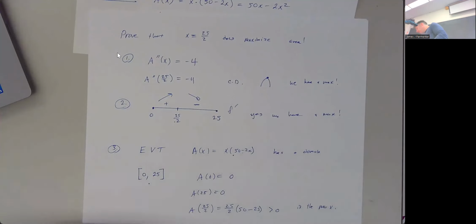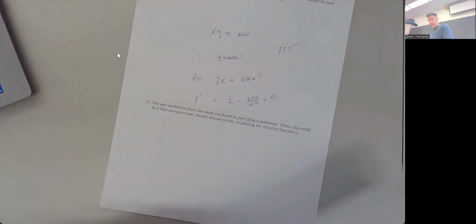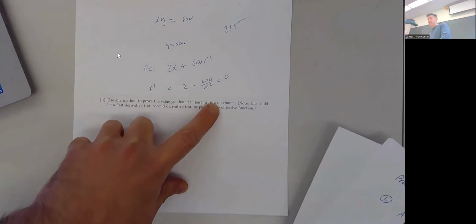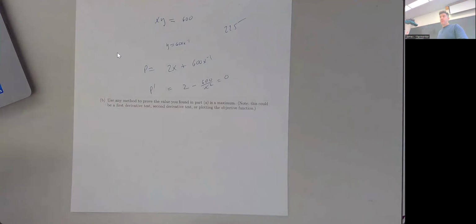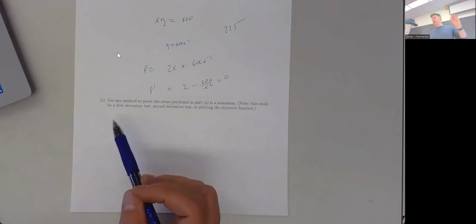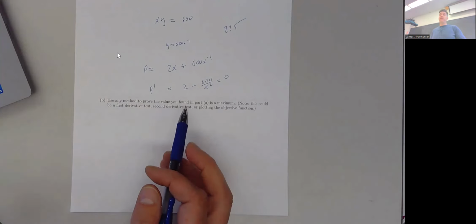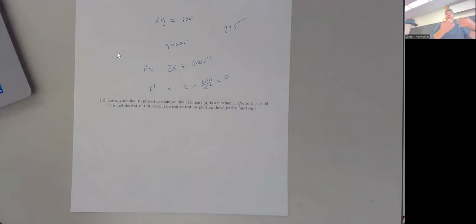Well, because the question asks us to. If you look at the practice exam, the second question literally is, use any method to prove the value you found in part A is a maximum. So, I would say no, or rather yes, but you're trying to prove that we maximized A of x. Now, I should point out, I feel like this is phrased a little bit poorly here, because we didn't actually find the maximum value of the function. We found the dimensions that maximize the area. We didn't actually find the maximum area.